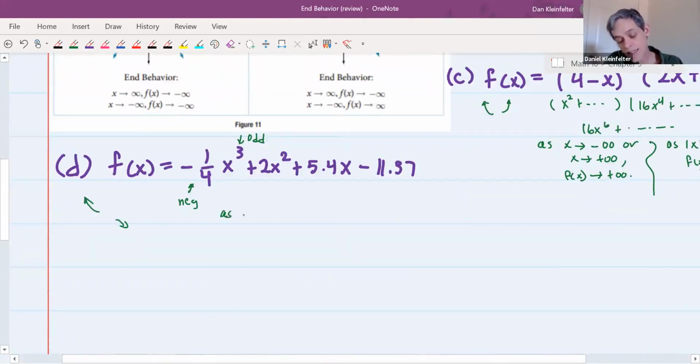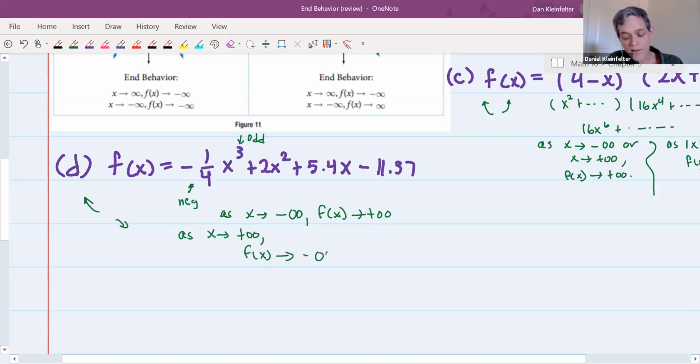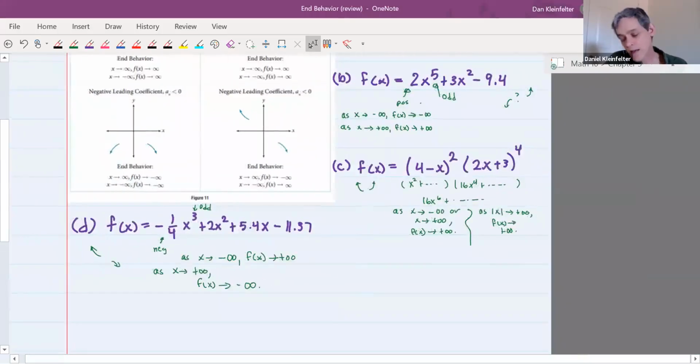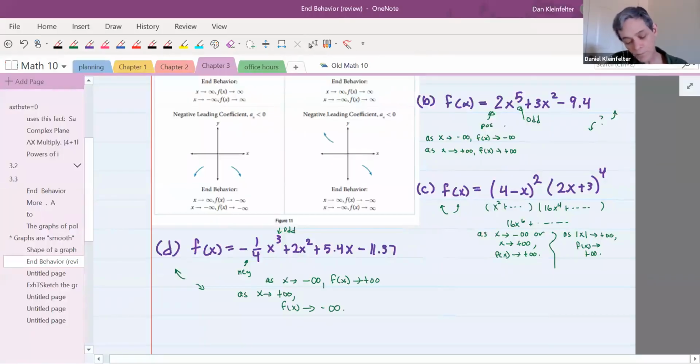Okay, so as x approaches negative infinity, f of x will approach positive infinity. And as x approaches positive infinity, f of x will approach negative infinity. All right, so that was just a quick review of end behavior for polynomials.